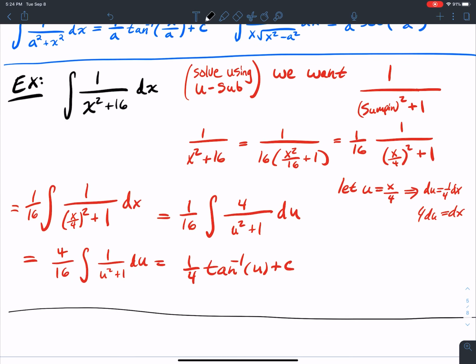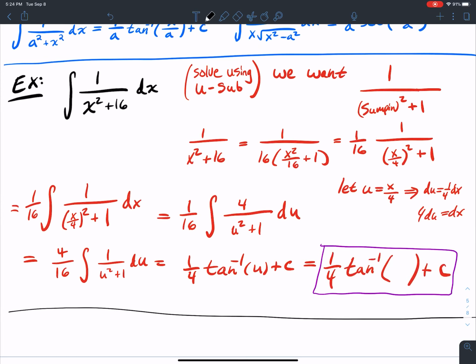But since we started in x, I want to finish in x, and so I want to replace u with x over 4. And so my final answer is 1/4 tangent inverse x over 4 plus c. So this is what I want to see whenever you solve using U substitution.